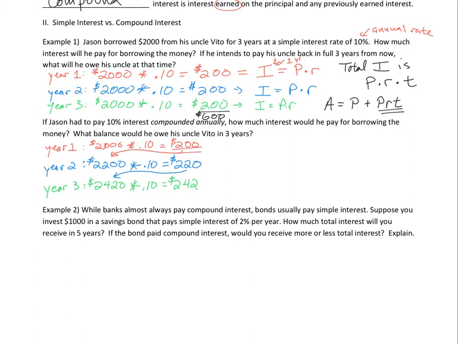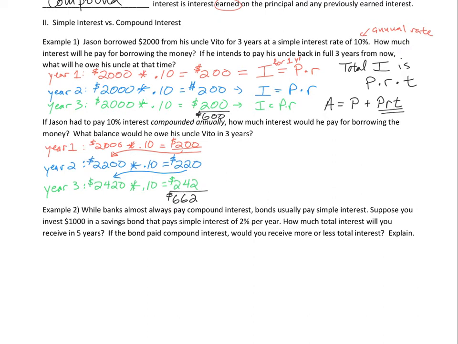So the interest from year 1 was now being charged interest, and the interest from year 1 and 2 was now being charged more interest. Uncle Vito's going to make way more money here. So here's what's happening. To answer the question, how much interest would Jason pay Uncle Vito? This would be $662. That is $62 more than simple interest. The interest helped Uncle Vito earn more interest.